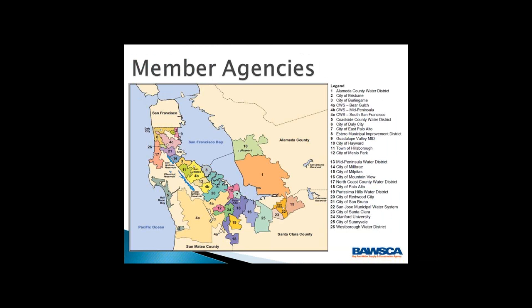This graphic shows in a little bit more detail our service area. All the highlighted areas are our member agencies. On the right-hand side, you'll see all of our member agencies listed. I'm sure many of you probably belong to one of these water agencies. And yeah, basically we cover the peninsula, South Bay, and a little bit of the East Bay.